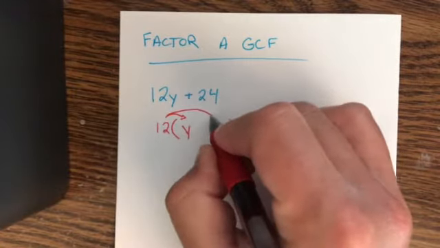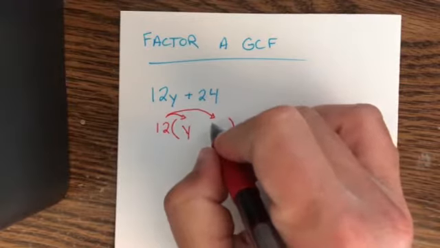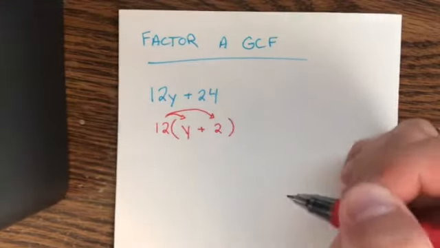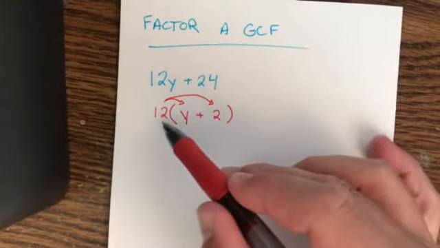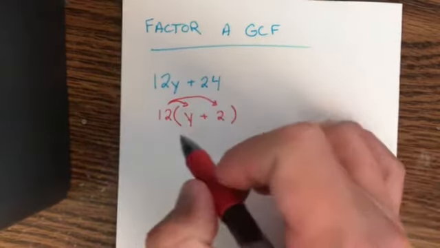12 times what number is a positive 24? 12 times positive 2 is 24. So when we factor out a GCF, we are left with two factors. One factor is 12, the other factor is y plus 2, and this is our answer.